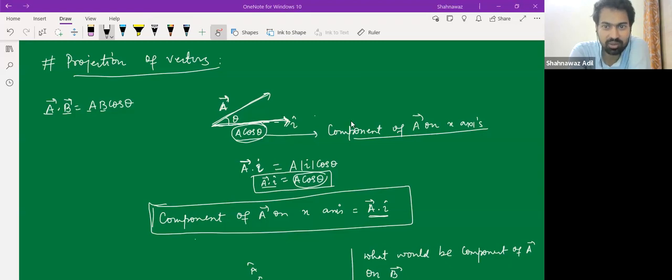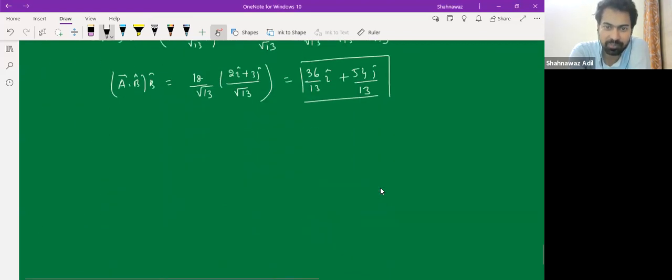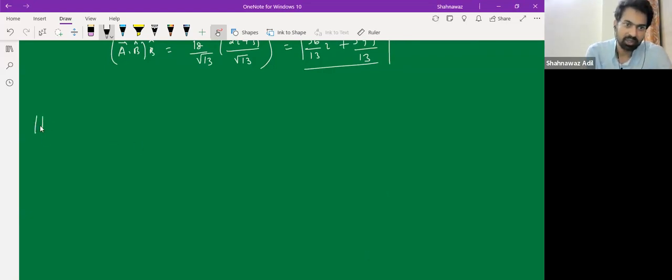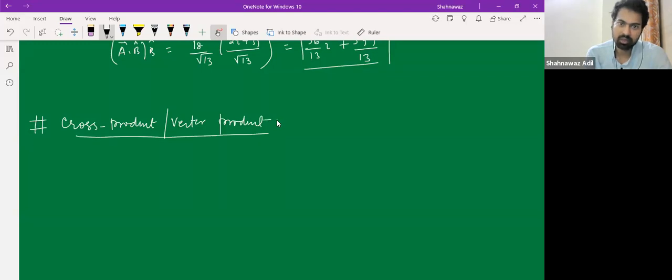Okay, so this was all about the dot product. The next and final topic is the cross product, or the vector product. When we multiply two vectors and we get a vector, this is called the cross product.